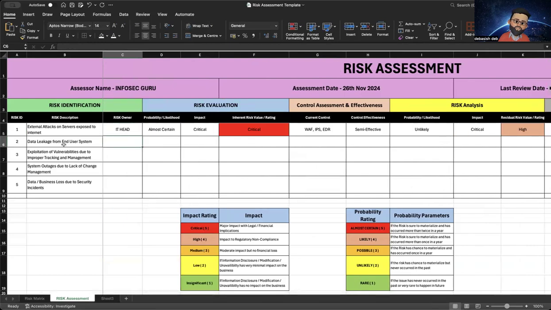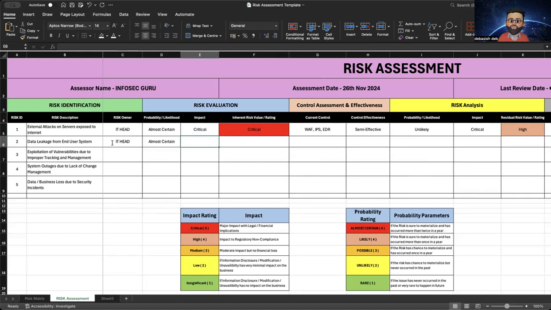So the next point is data leakage from end user systems. This is also a critical thing. So I will mark the owner again as IT head. So what is the likelihood of data leakage? Almost certain, because if you don't have any control, you will find people moving the data here and there, and you don't have any control over it.